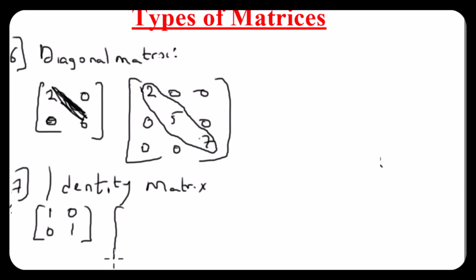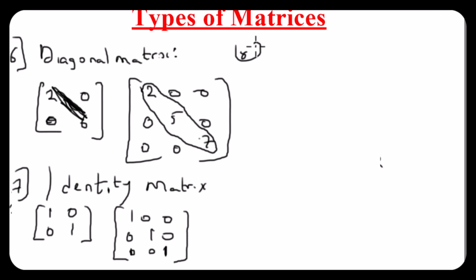Let's see that of a 3 by 3. We have 1, 0, 0, then 0, 1, 0, and then 0, 0, 1. So this is an identity matrix. You can see the diagonals are 1, while the other members are 0. This is also a type of square matrix.